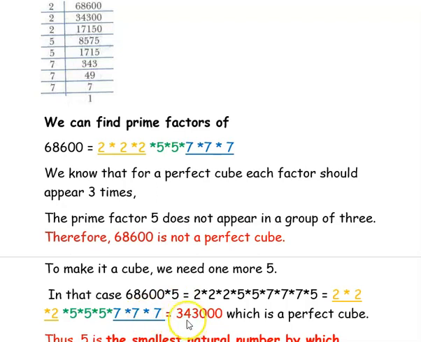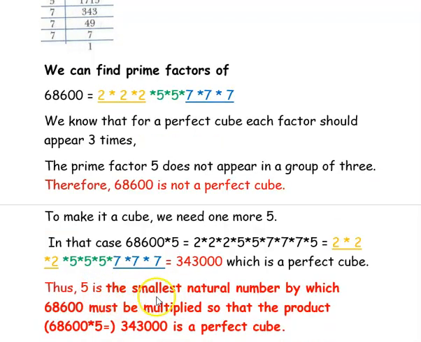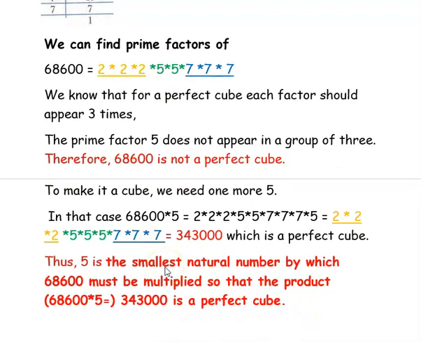If you multiply that, your answer will be 343,000, which is a perfect cube. So thus 5 is the smallest natural number which must be multiplied with 68,600 so that the product, that is 343,000, is a perfect cube. Hope you have understood how to find whether the given number is a perfect cube by the prime factorization method. Then you have to identify the smallest natural number that must be multiplied with the given number to make it a perfect cube. Hope you have understood all the questions well. Thank you for watching the video.